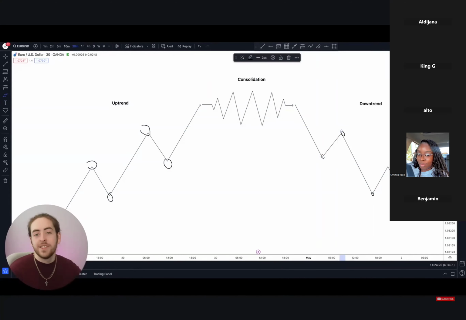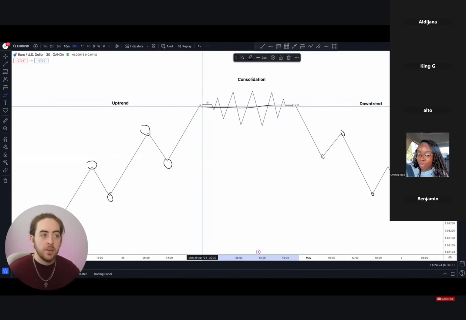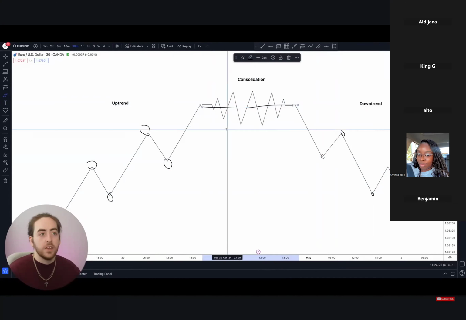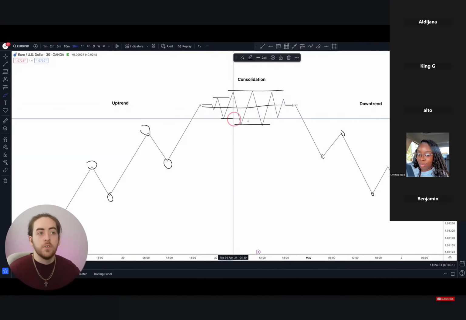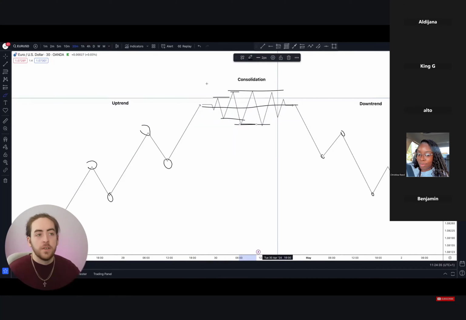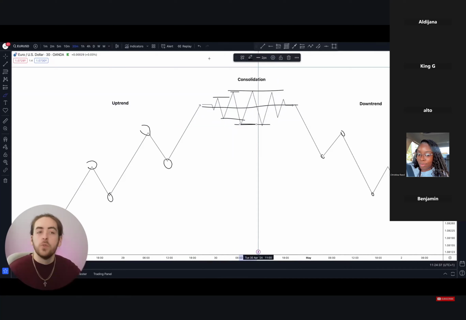Now, quite obviously then, a consolidation is simply where the market is trading sideways and not really providing any clarity. It could be forming equal lows and equal highs, or it could be forming a higher high, followed by a lower low, followed by another higher high and another lower low. There's no direction in consolidations, therefore they're not the greatest place to trade.